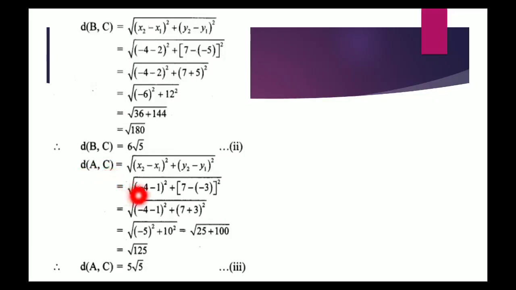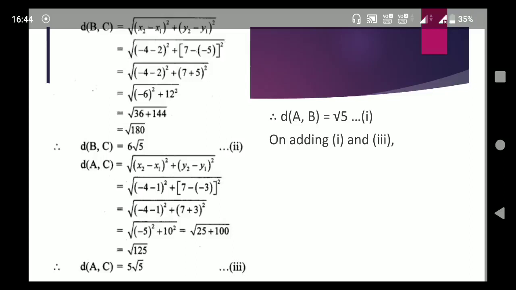Now we will find the distance of AC. Same way we will solve, children. Okay, so we will have the answer as 5 root 5. Now the distance of AB, we will take it as statement number 1.